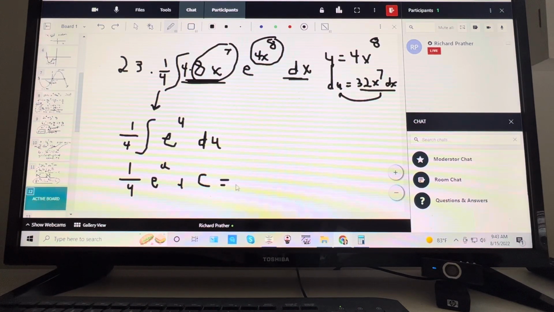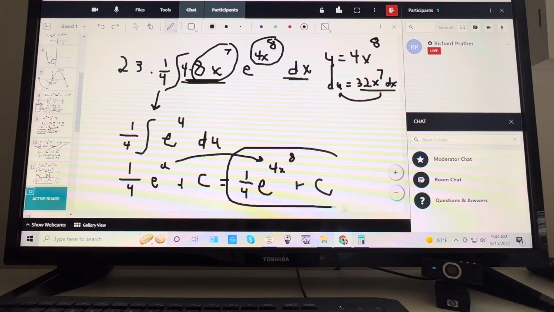And then the final answer can't have u in it, so we've got to go back and plug in what u was equal to. It was equal to 4x to the 8th. So then I back substitute and put 4x to the 8th back in for u. And remember, if you took the derivative of this, it is itself times the derivative of the exponent. The derivative of the exponent is 32x to the 7th. And then the 32 times the 1/4 would get you back to the 8 that you originally had.